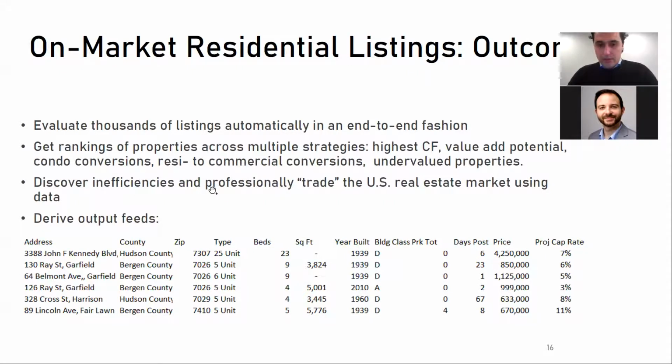So the goal is to discover an efficiency, and essentially it becomes a mindset of trading the US real estate market using data. Then one derives output feeds, and I'm just showing a simple output feed where one can look at cap rates, but like I said, it's really for multiple other parameters.